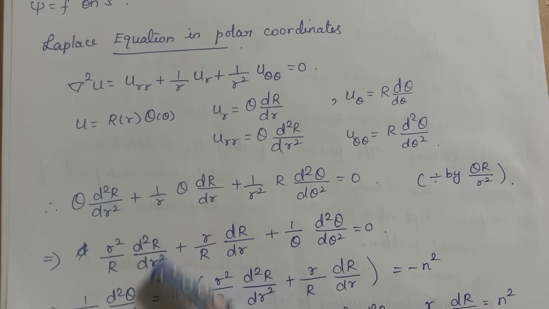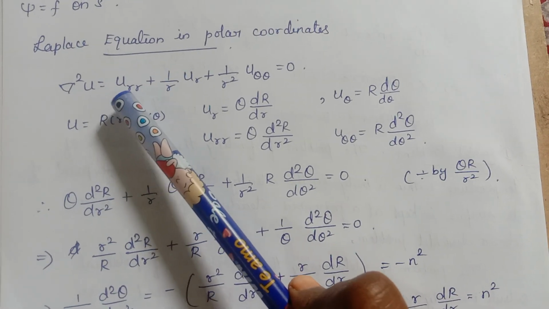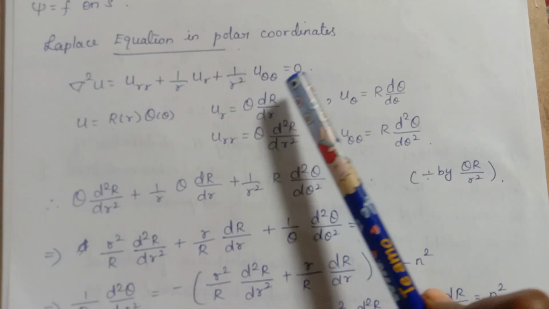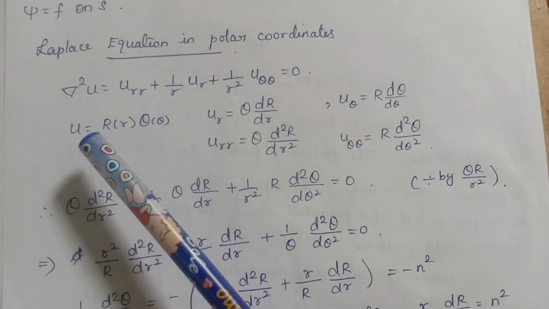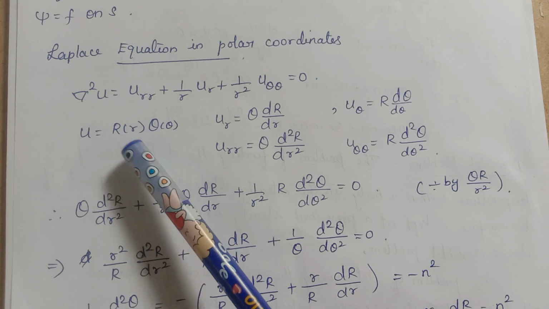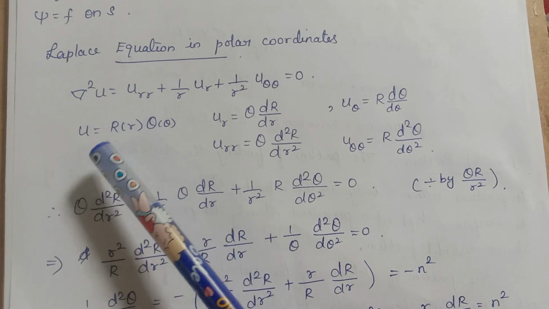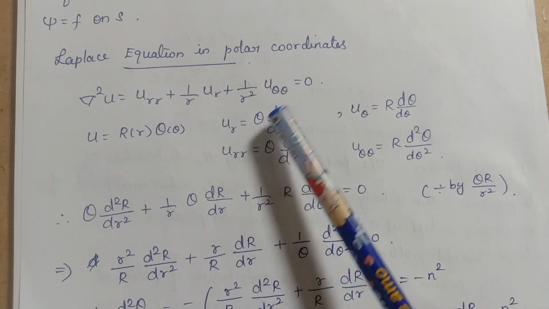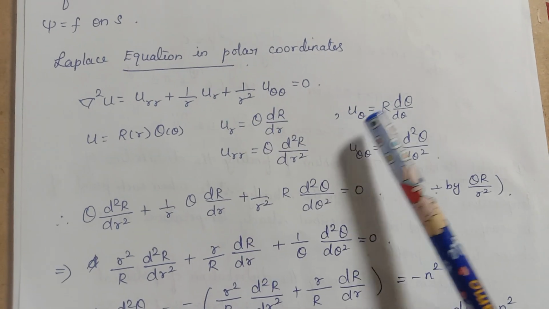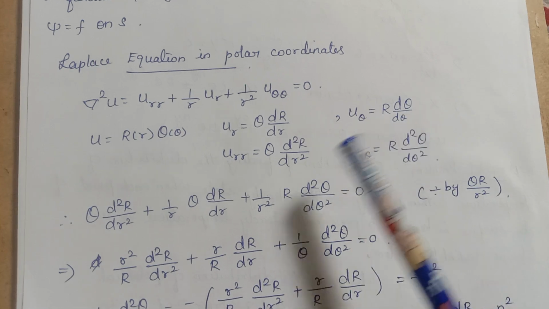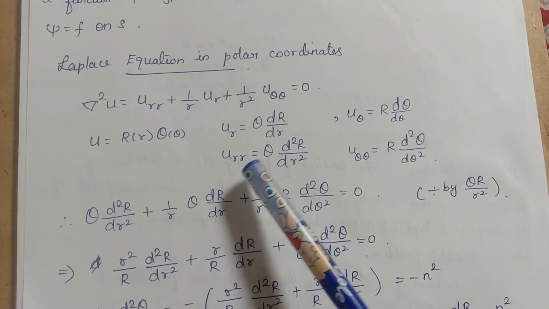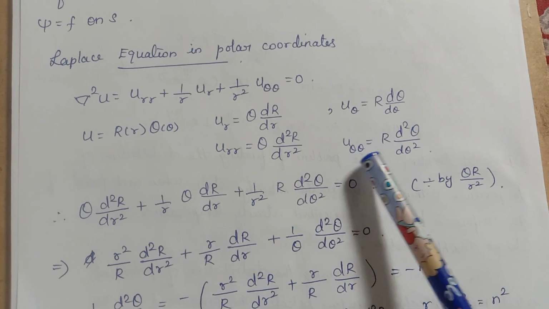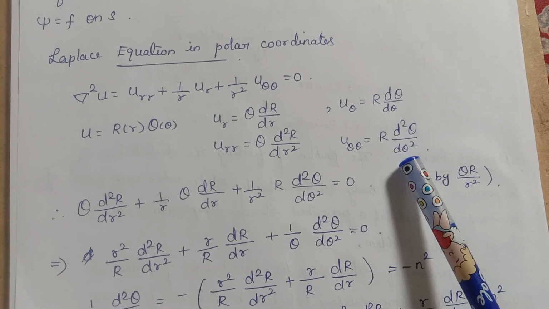Okay, the Laplace equation in polar coordinates is given by like this: u_rr plus 1/r into u_r plus 1/r² into u_θθ equal to 0. Here also I am going to find the solution by separation of variables. Let me take u equal to R into Θ. Then u_r equal to Θ into dR/dr, and u_θ equal to R dΘ/dθ. And u_rr, that is second derivative, equals Θ into d²R/dr², and u_θθ is equal to R into d²Θ/dθ².